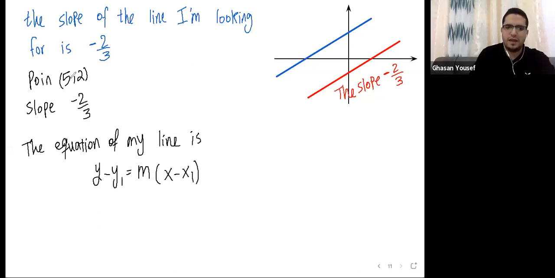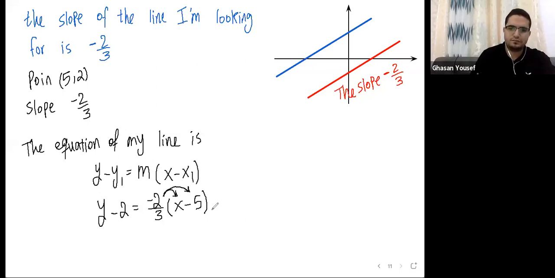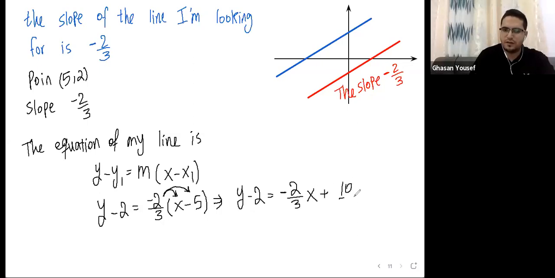Now the slope is minus 2 over 3 and the point is 5 and 2. This is my x coordinate, this is my y coordinate. So just plug it in: y minus y1, which is 2, equals the slope, minus 2 over 3, times x minus x1, and x1 is 5. Distribute the minus 2 over 3 inside the parentheses. So I get y minus 2 equals minus 2 over 3 x, minus times minus is positive, 10 over 3.